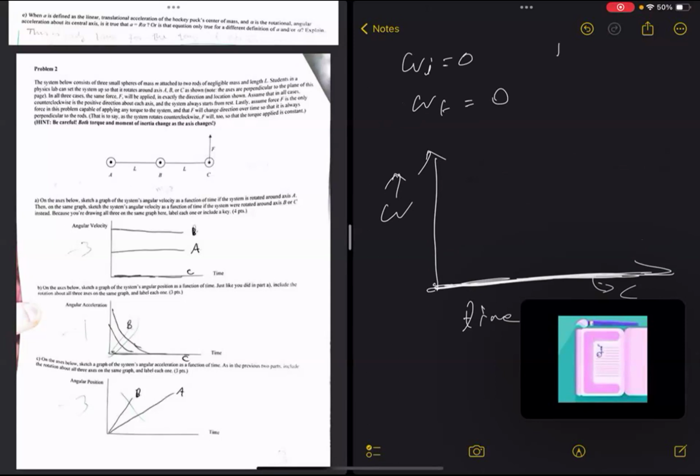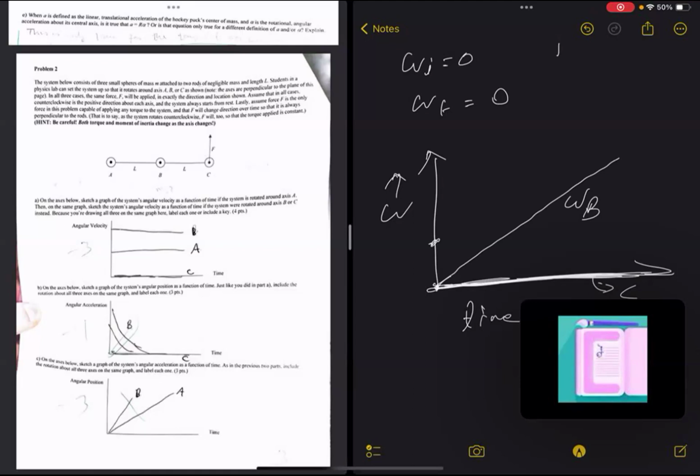Will that be a straight horizontal line, a vertical line, or a slope, a straight line with constant slope? It would be a straight line with constant slope, because the slope of the velocity-time graph gives acceleration, and that is constant in this case. And where will the graph start from, here or the origin? The origin, because initial angular velocity is zero. So this is for omega B.